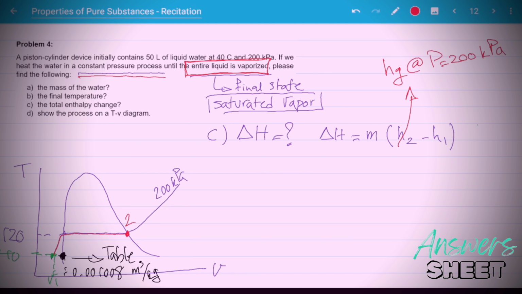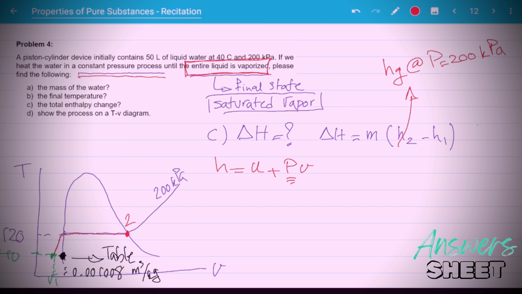For H1, on the other hand, we need to do some sort of approximation again. Now, all of the properties of a compressed liquid can be approximated with the properties of the saturated liquid at the same temperature, except for enthalpy. Enthalpy, if you remember, is the internal energy plus pressure times specific volume. Because it has a pressure term, this easy approximation, that whatever compressed liquid we're looking for is the saturated liquid, does not work with enthalpy.